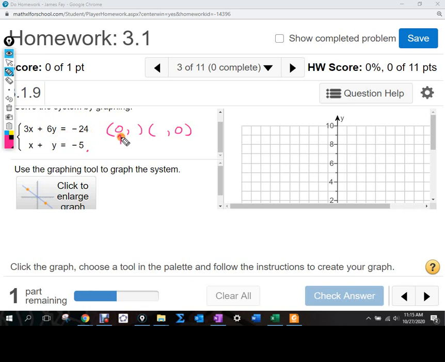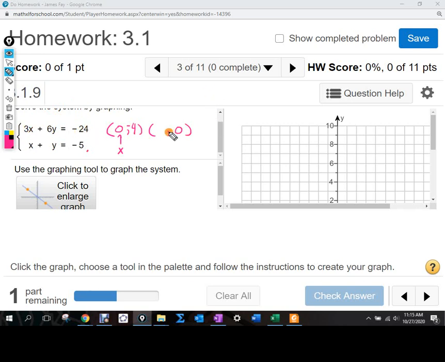Okay, so my first x value here is 0. So if I put 0 in here, 3 times 0 goes away, right? And you're left with 6y equals negative 24. That's what you're left with. So what is y then if I'm left with that equation? What's negative 24 divided by 6? Negative 4? Okay, so I know now 0, negative 4 is a point that is on that line.